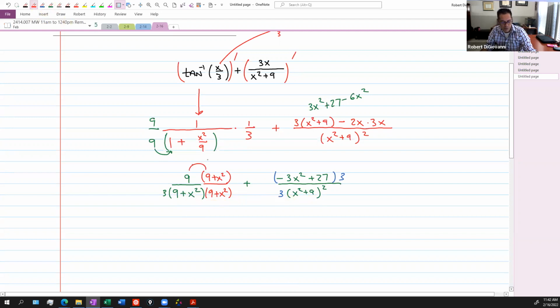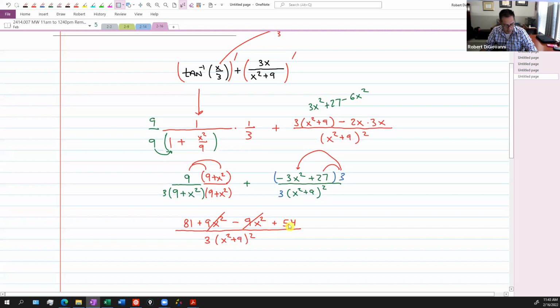I know I go through these quickly, but this is just to verify. So distribute the 9 through the top, 81 plus 9x squared. And then over here, I'm going to distribute here. I get minus 9x squared. And then here to here, I get plus 54? Well, I'm glad to see a 54. And then on the bottom, I just get the 3, and then I have the x squared plus 9, squared. These cancel.